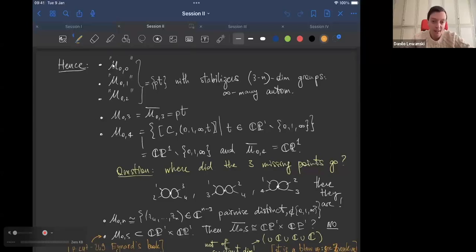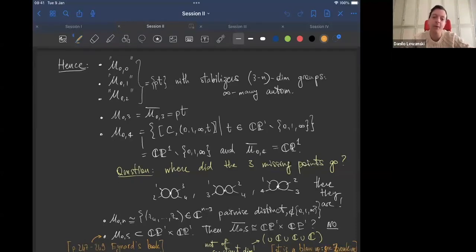If you like, the ones that have fewer mark points, so 0 mark points, 1 mark point, and 2 mark points, they are also points, but the stabilizer of those spaces is some automorphism group that is infinite. And so you don't like that for the Riemann compactification. You still have a point, but now you have a 3 minus n dimensional group that is acting on it. Whereas if you consider M03, you just have a point and you have the trivial group acting on it, because you exhausted all the dimension of the automorphism group you had by fixing points.